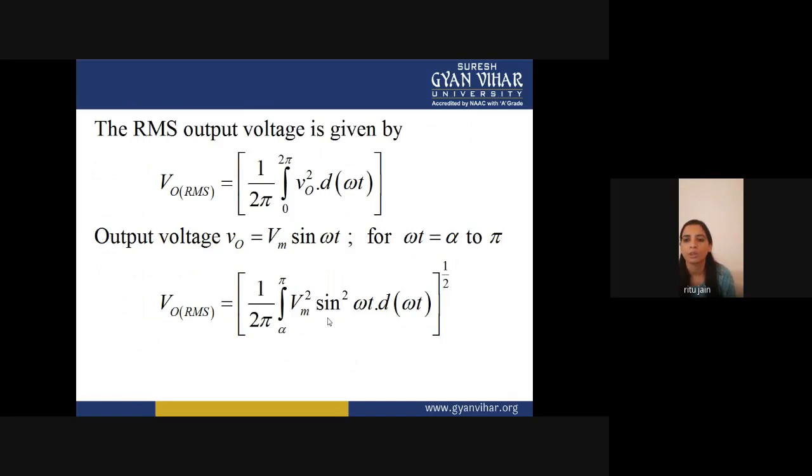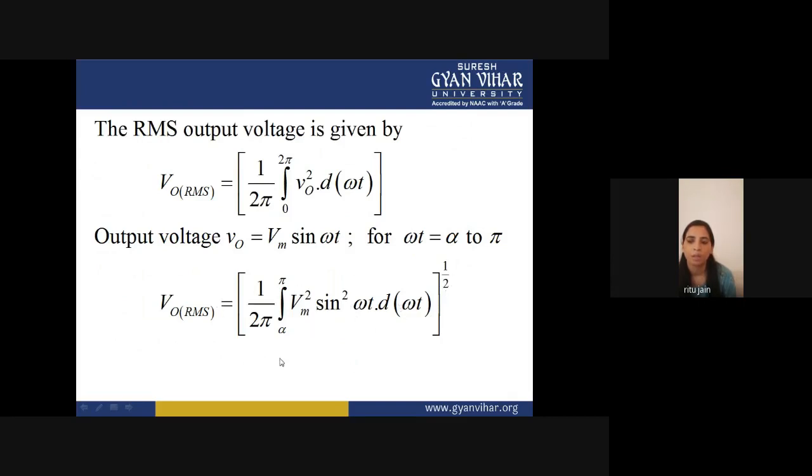So the output RMS voltage is equal to the root of 1 by 2 pi integration from alpha to pi Vm square sin square omega t d omega t. After integrating this equation, you will get the RMS voltage for the single phase half wave converter. You have to put the value of output voltage, which is Vm sin omega t, because the load is resistive and the firing angle range is from alpha to pi. So you put Vm square sin square omega t d omega t and take the root of this equation.